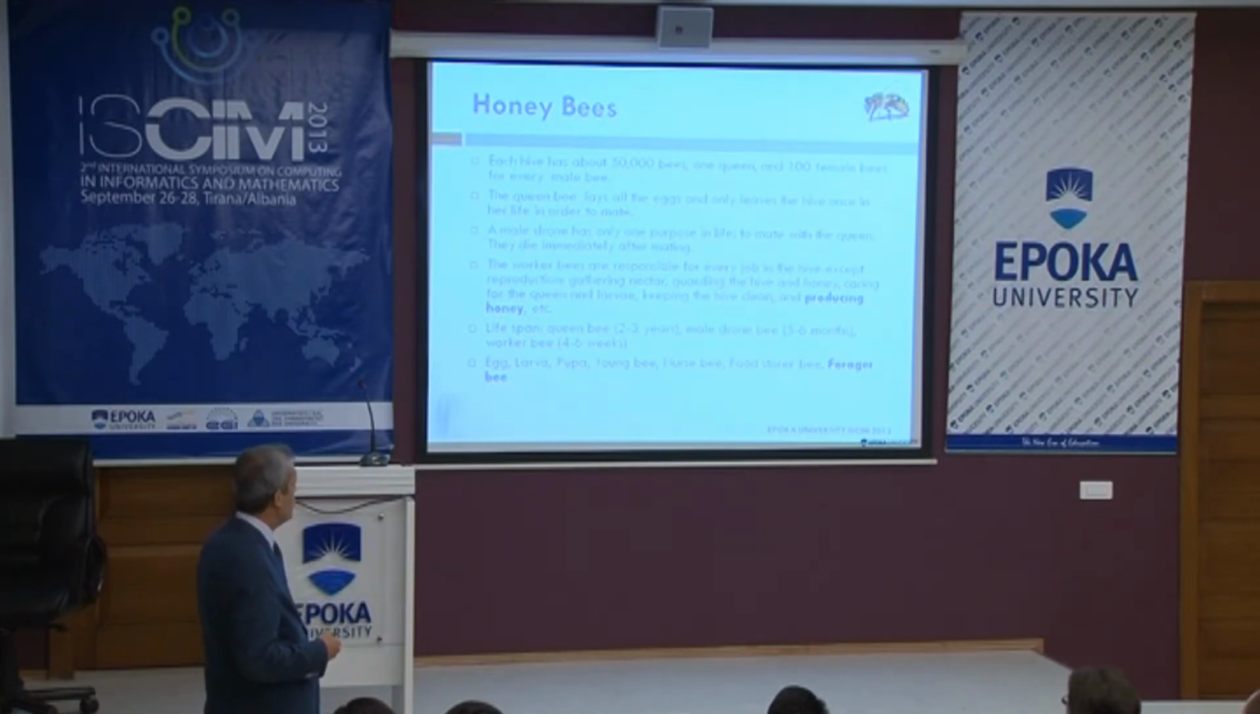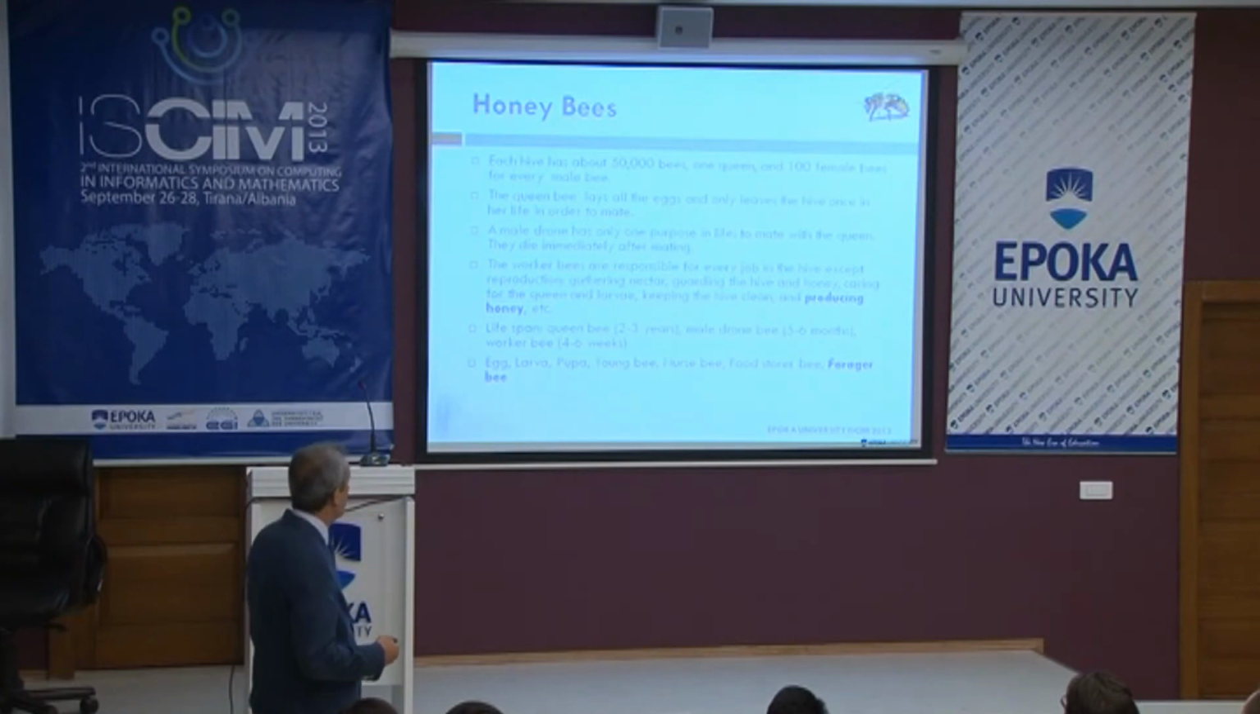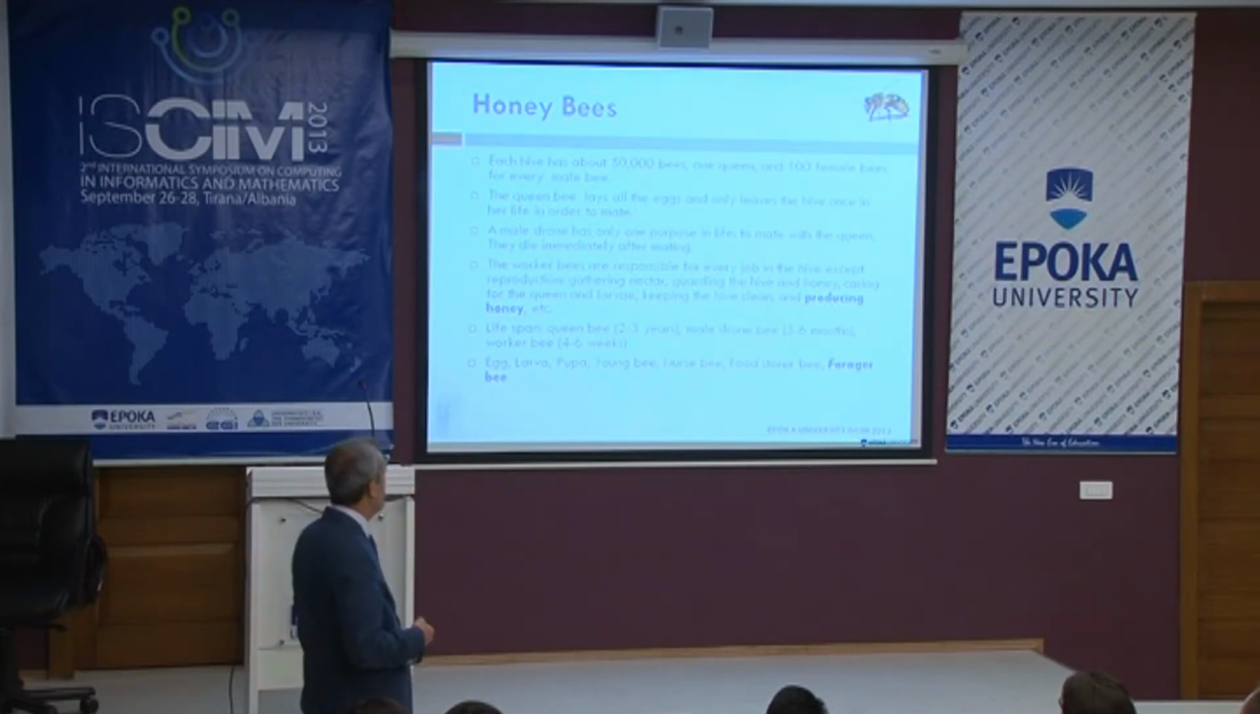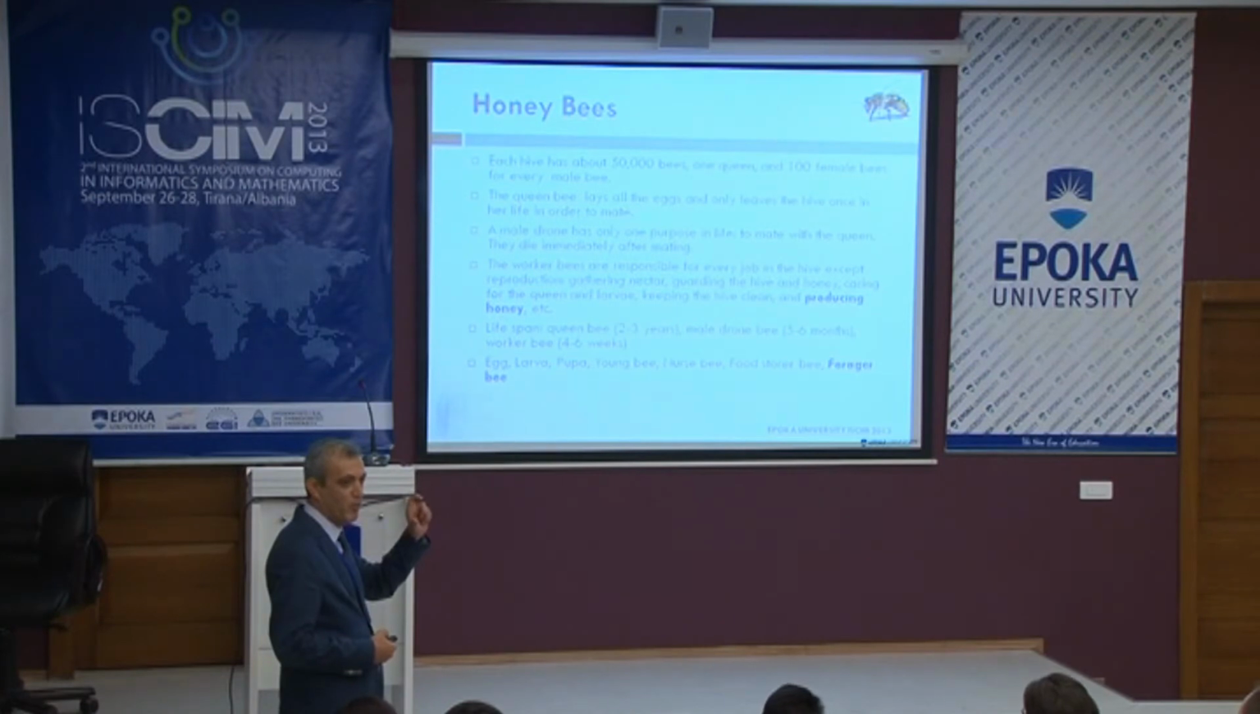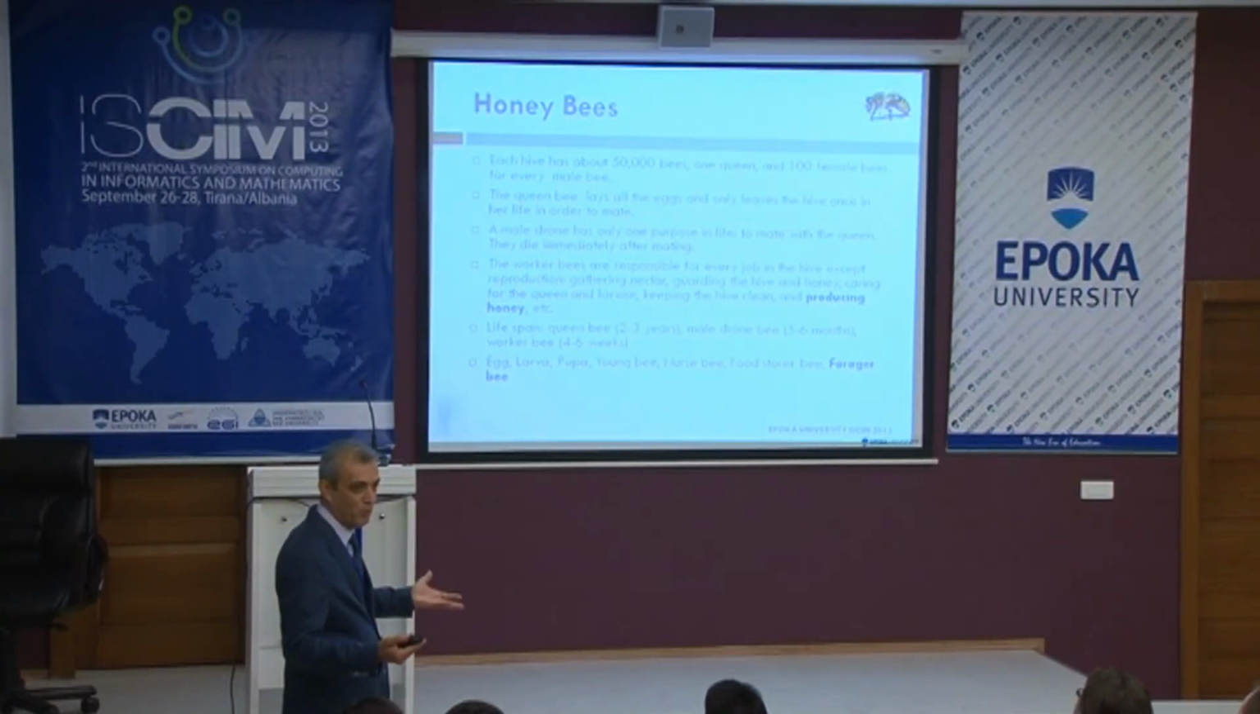Gathering nectar, guarding the hive and honey, caring for the queen and larvae, keeping the hive clean, producing honey, and so on. There are many tasks for worker bees, or female bees. Lifespan: queen bee, 2-3 years; male drone bee, 5-6 months; worker bees, or female bees, 4-6 months. Very short life, but there are many tasks to do.